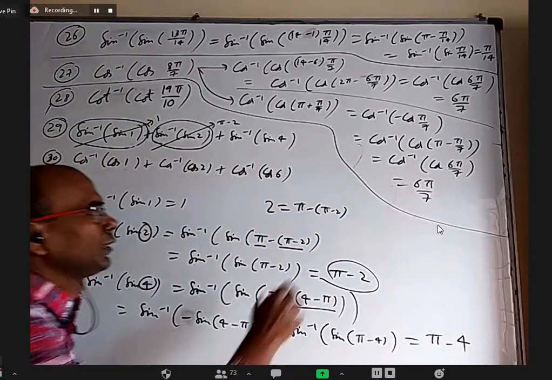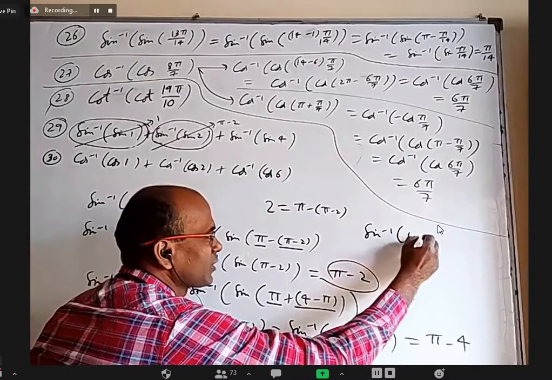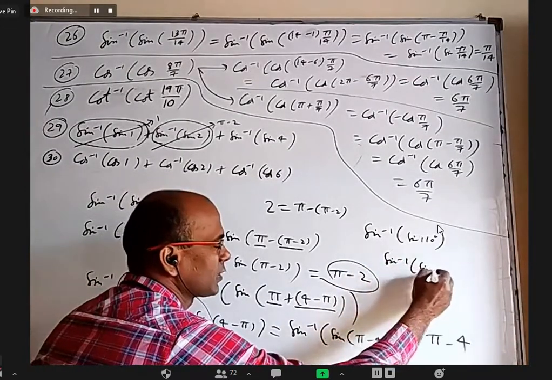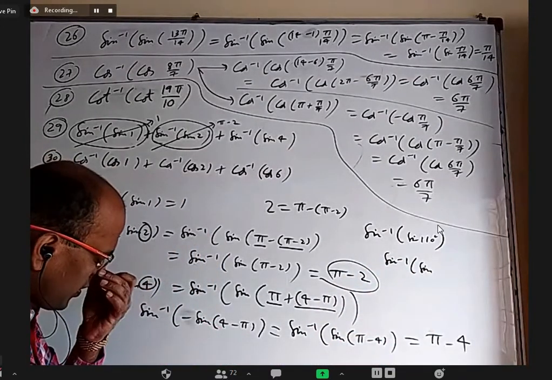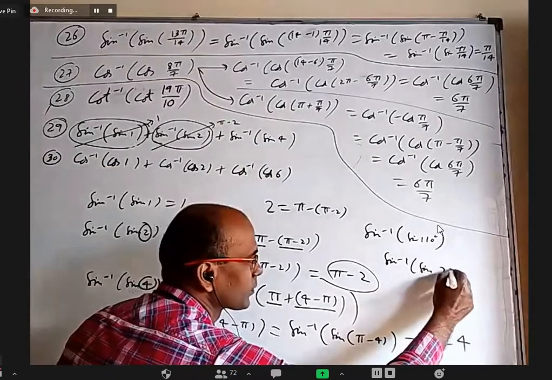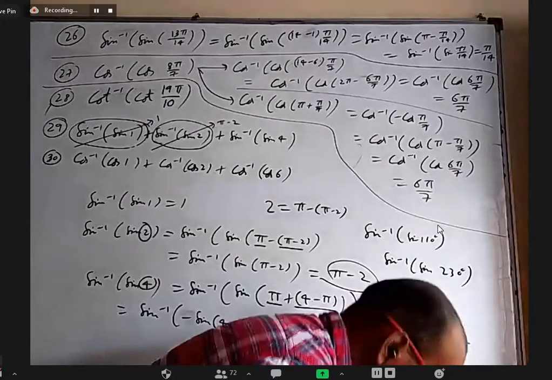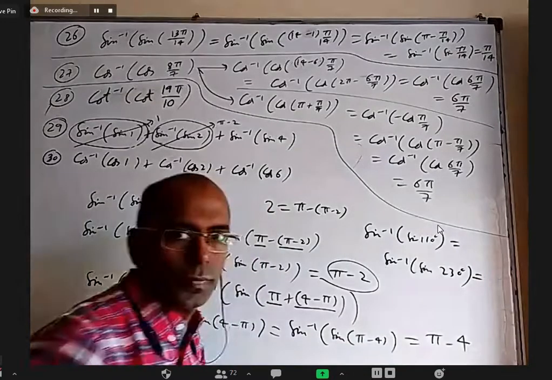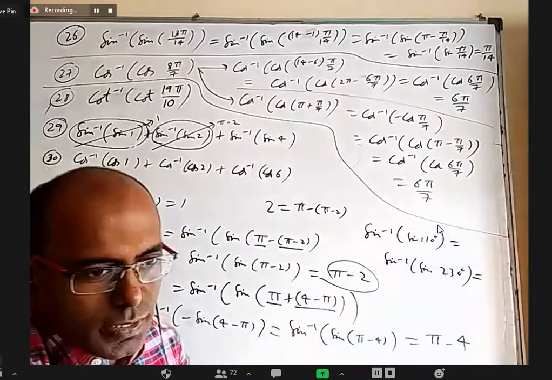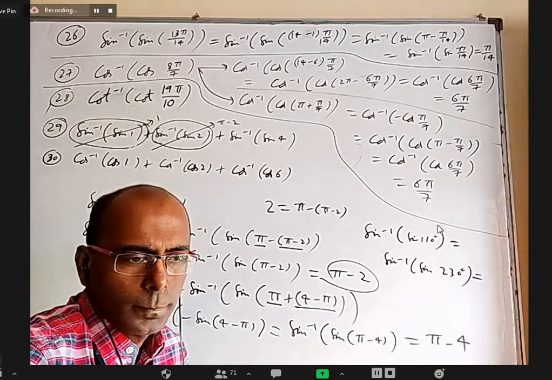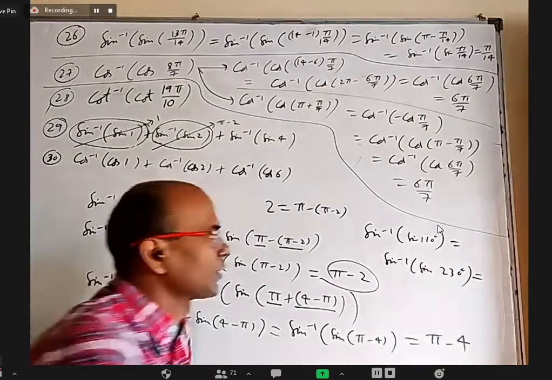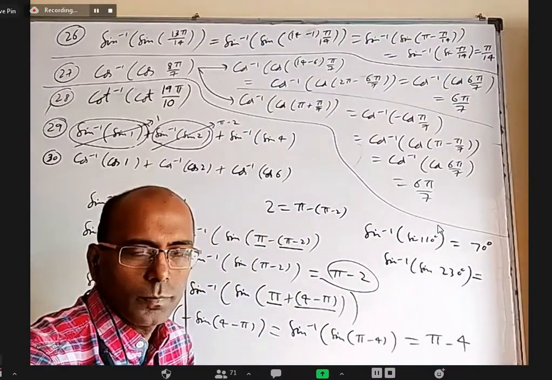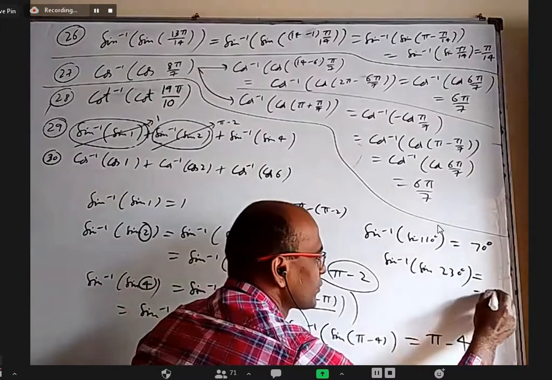Why? Look at sine inverse sine 110 degrees and sine inverse sine 230 degrees. Maybe many people will understand this. Just tell me the answer for these two. What is the answer for sine inverse sine 110 degrees? 70 degrees, sir. And sine inverse sine 230? Minus 50 degrees. So all of you agreed that.